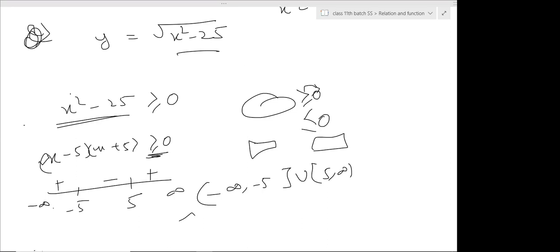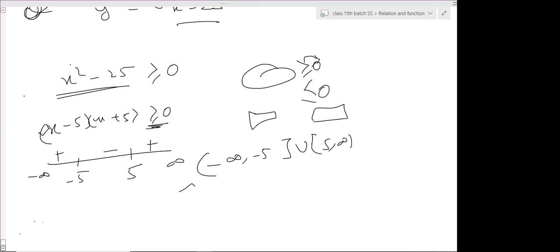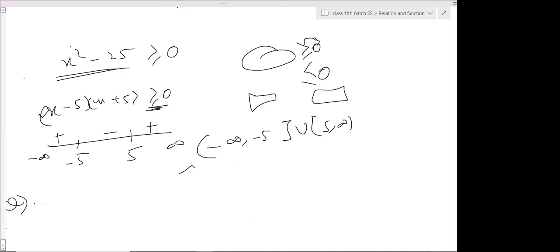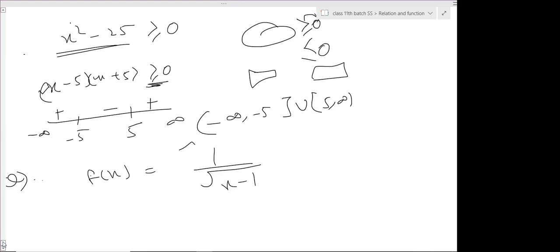Let's solve a few more questions on this. f of x equals 1 upon under root x minus 1. All right, think about this question. Do not hurry, there is no rush to solve this question. Just think about this and try to solve.